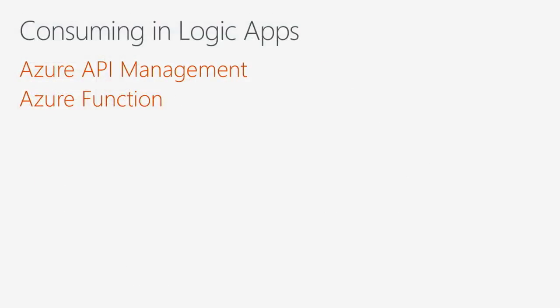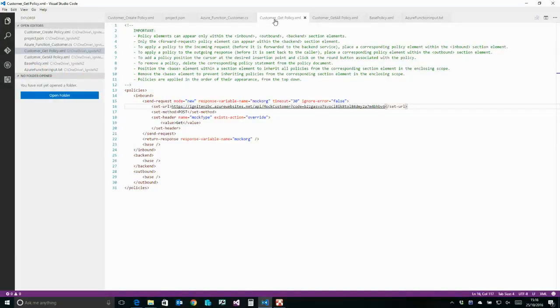And I've got the policy to do a get. So this is the policy. Oh, I didn't get the machine, did I? Sorry. So that's the policy to call an Azure function from a policy. So basically there's a URL in there. I set a header, and then basically I put the output into a variable, and then I return the response.